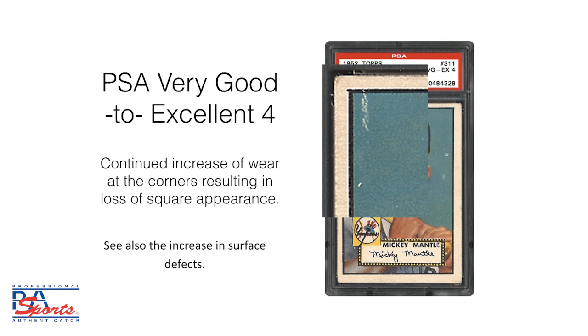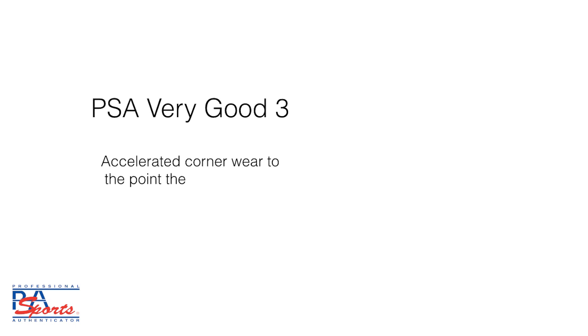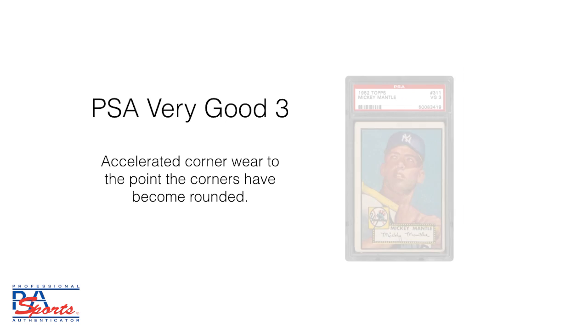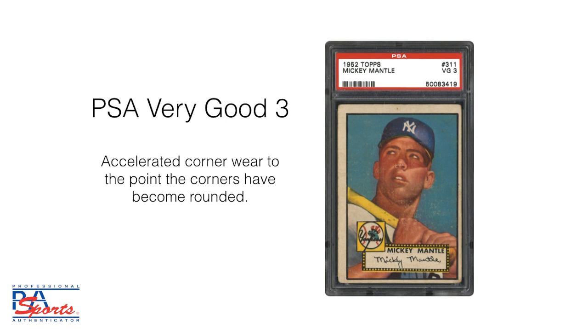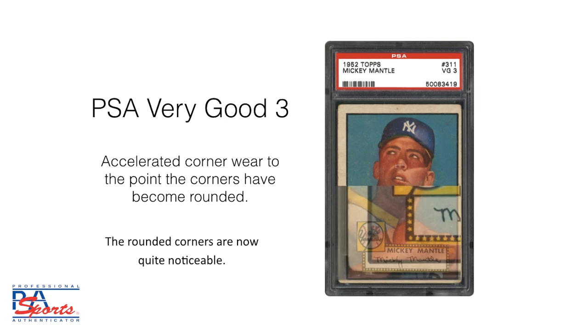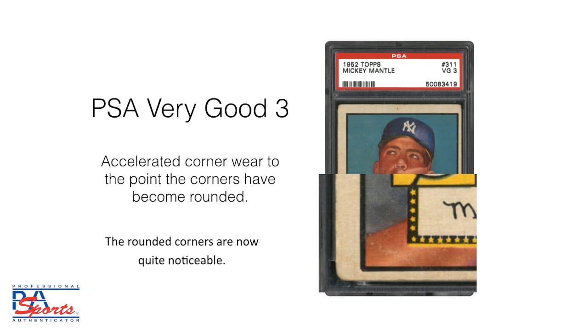Here's a PSA 3. Now, the thing that'll jump out the most on this card is now the corners are starting to have that rounded appearance. They have lost the squared up appearance, and when we blow up the bottom, you can really see now that the card has now lost that squared up look and the corners have become rounded.